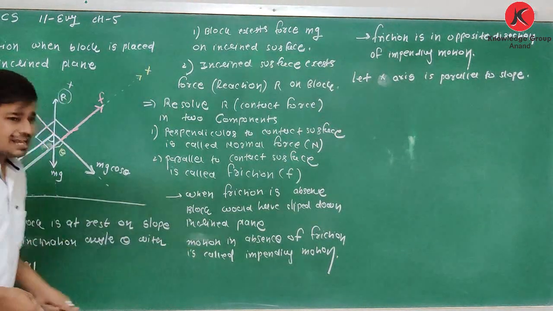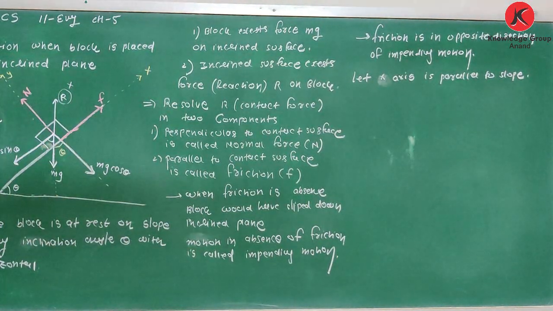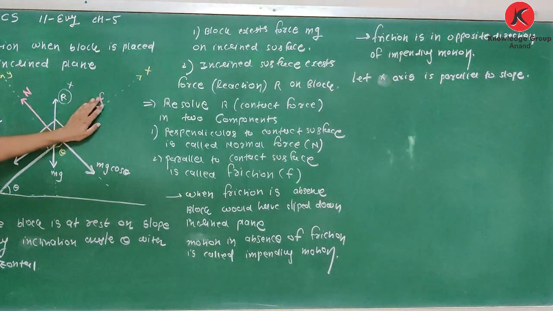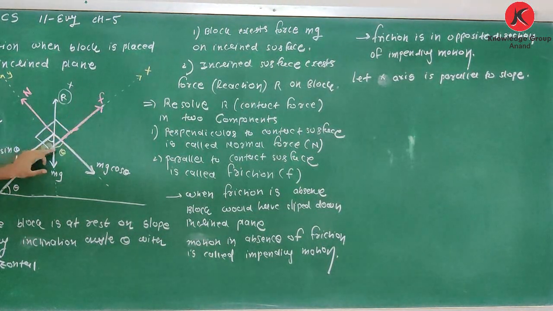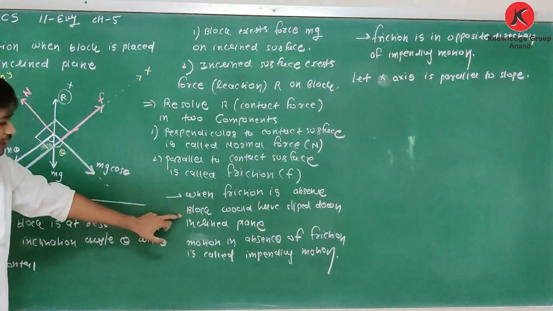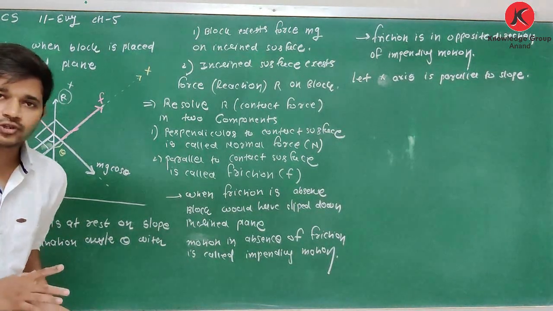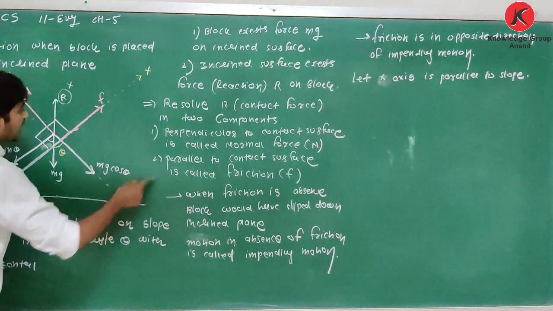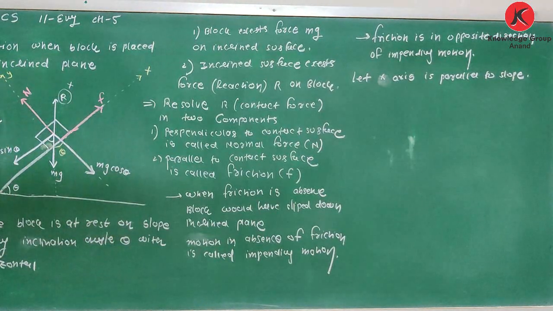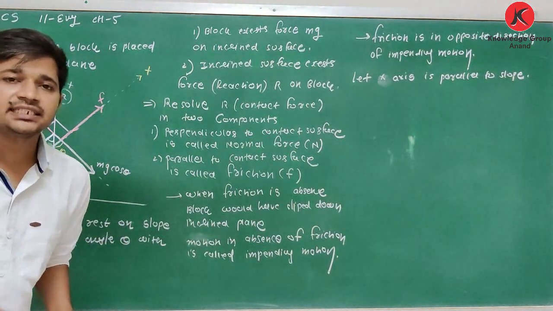Now see this statement. When the friction force is absent, this force is 0. Then on this block in the x direction there is force mg sin theta, and due to mg sin theta this block would have slipped down the inclined plane. Clear about this? But actually there is friction present. So this mg sin theta is balanced by this friction force. Clear about this? So it is a diagram that you have to draw and understand perfectly.